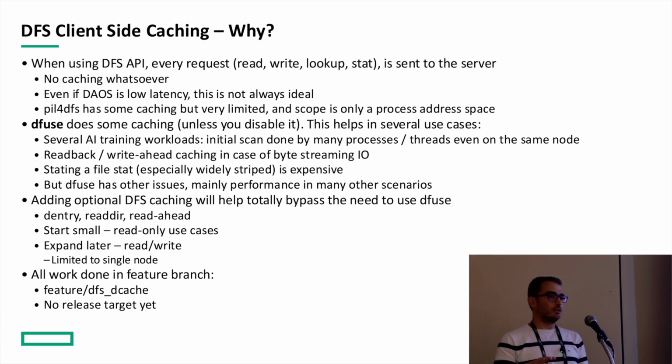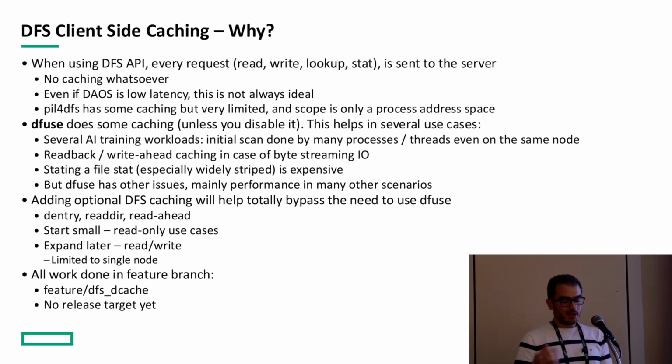The interception library for DFS has some caching, but it's very limited, just for lookups, for example. And its scope is limited to a single process address space. So even if you have multiple processes running on the same node, each has its own cache in DRAM, so it won't benefit from that. As I said, dfuse does some caching itself, and it's actually beneficial in some cases to use dfuse without interception and go through the performance hit, but not in all cases.